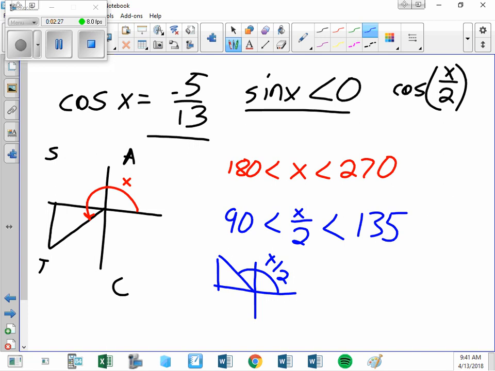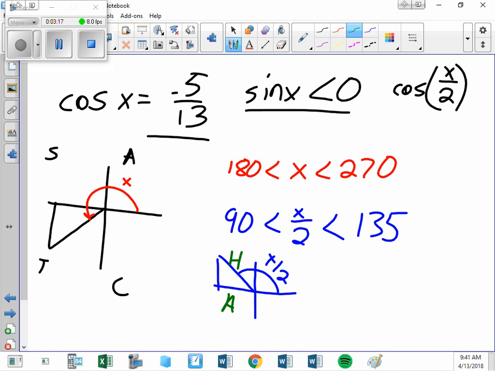What trig function am I trying to solve for? The cosine of x over 2. So I want to know what is the adjacent over the hypotenuse in quadrant 2. And in quadrant 2, cosine is negative. Does everybody understand that? So when I use the formula, I have an option between a positive formula or a negative formula, and I'm going to use the negative formula. In quadrant 2, I don't know any of them. You're right. But in quadrant 3, I do.